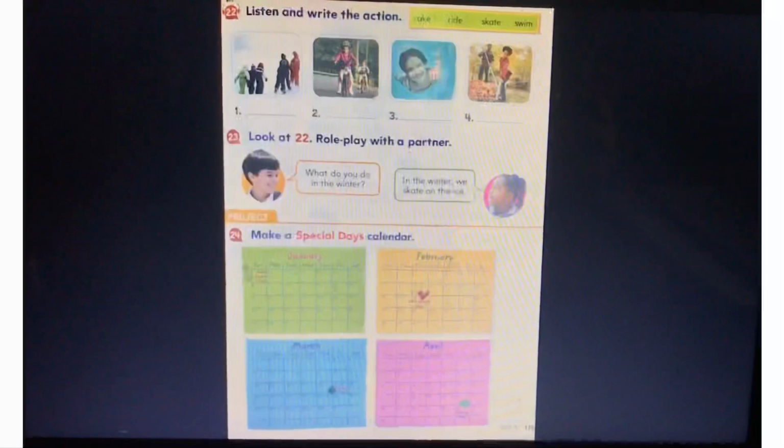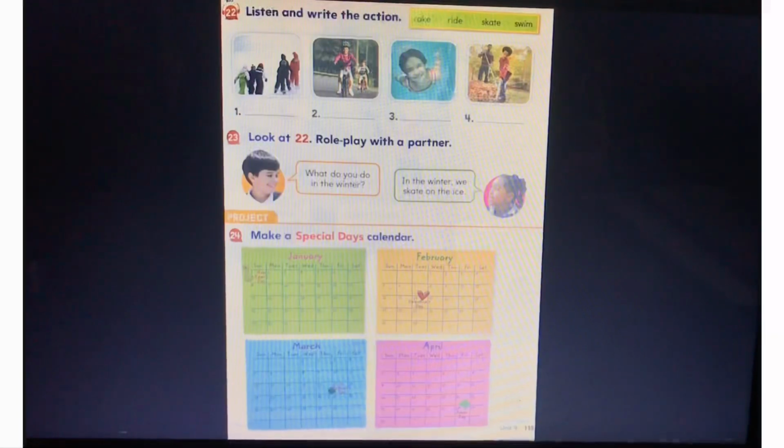Page 115. Activity 22. Listen and write the action. 1, In the winter, they skate on the ice. 2, In the spring, they ride their bikes. 3, She likes to swim in the summer. 4, In the fall, Troy and his father rake leaves.